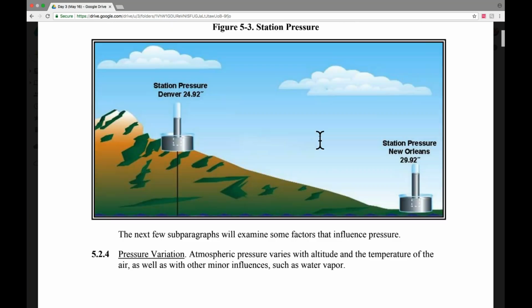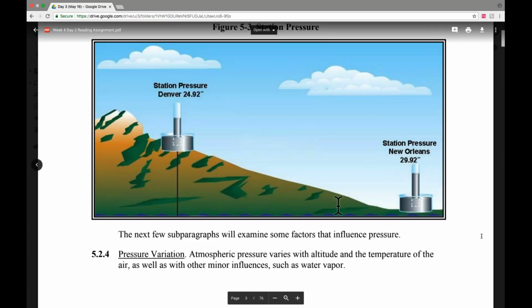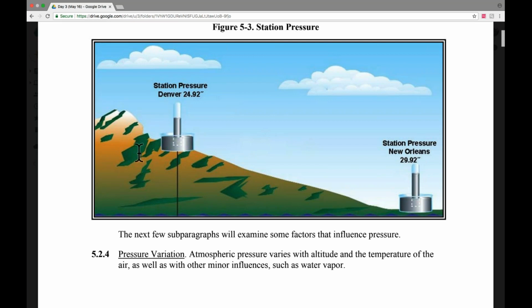So how does that relate to us? Here's New Orleans down at sea level, 29.92. It's at standard pressure. Up in Denver, where it's a mile high, right? Mile high city. So about 5,800 feet. The pressure, standard pressure up in Denver may be 24.92. So you can see a pretty vast difference between the two different stations.